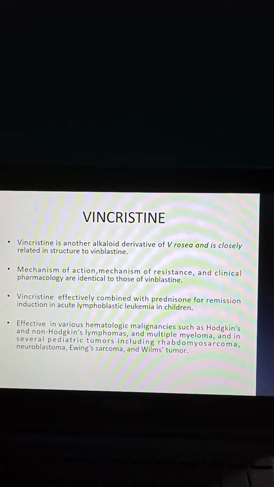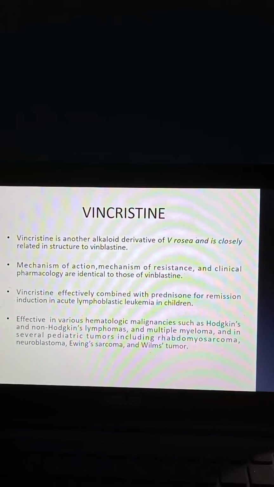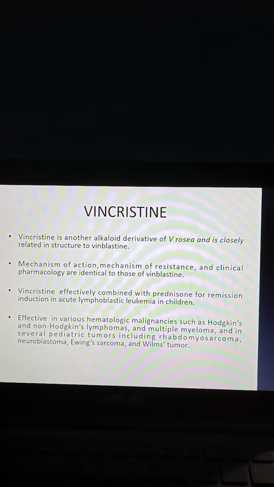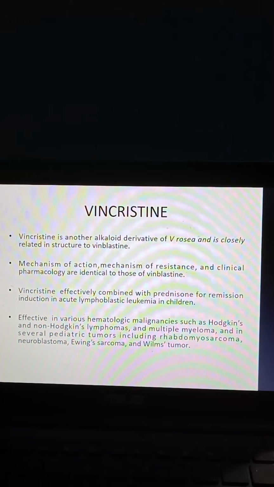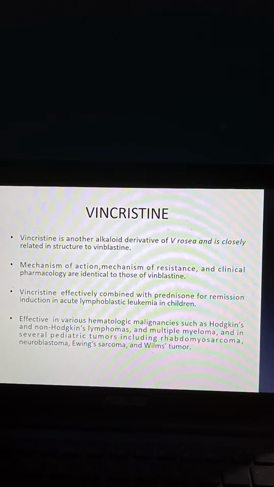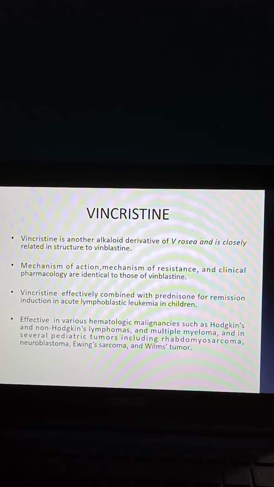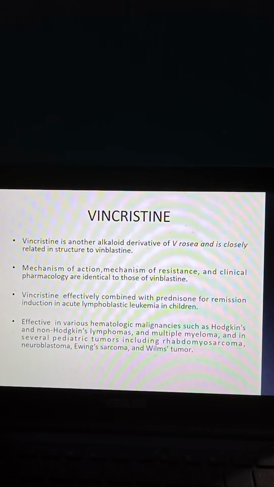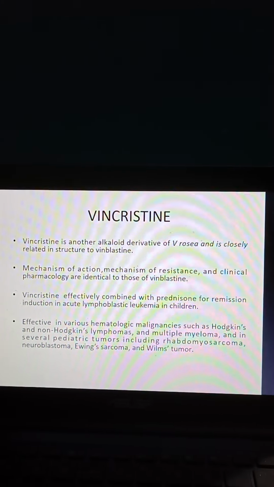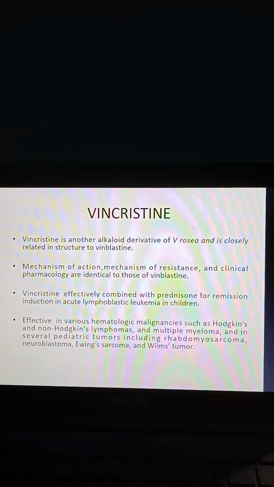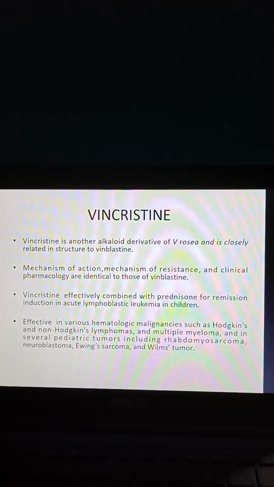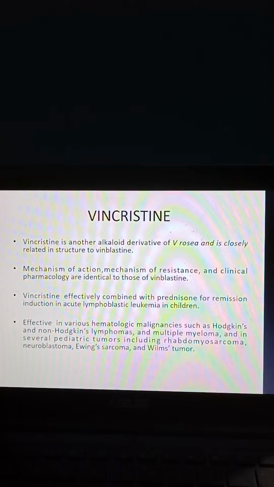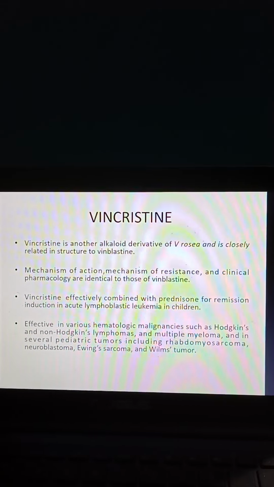Then vincristine. Vincristine is another alkaloid derivative of Vinca rosea and is closely related in structure to vinblastine. Mechanism of action, mechanism of resistance, and clinical pharmacology are identical to those of vinblastine. Vincristine is effectively combined with prednisone for remission induction in acute lymphoblastic leukemia in children.